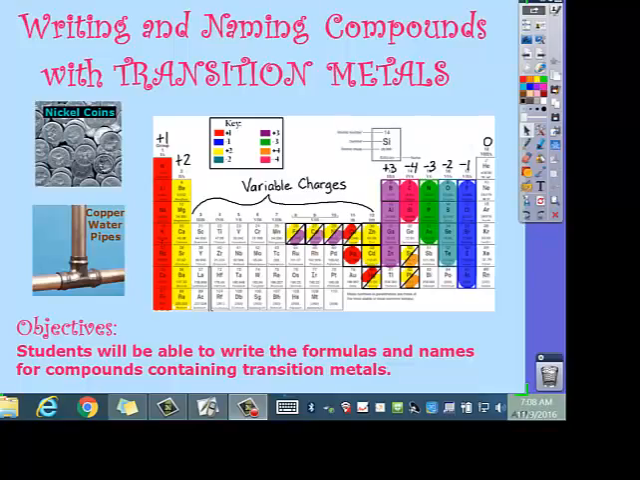Okay, so in this lecture we're going to talk about writing and naming compounds with transition metals. Transition metals are all of those d orbitals that we were talking about before in electron configuration. So that's all these right here. This is my d orbital, and we're going to be able to name and put charges on our d orbital.